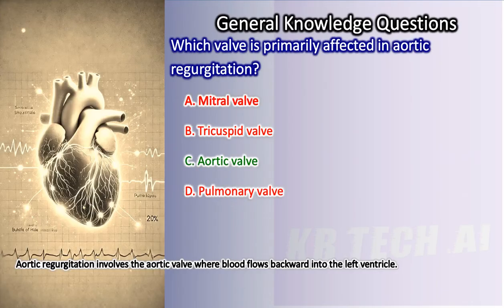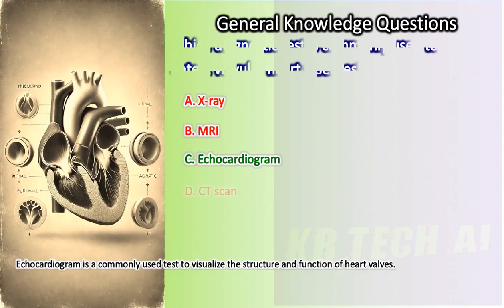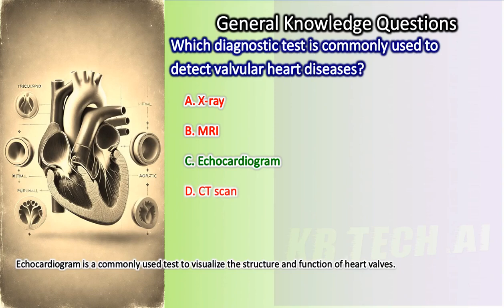Aortic valve. Which diagnostic test is commonly used to detect valvular heart diseases? Option 1. X-ray. Option 2. MRI. Option 3. Echocardiogram. Option 4. CT scan. The answer is option 3.